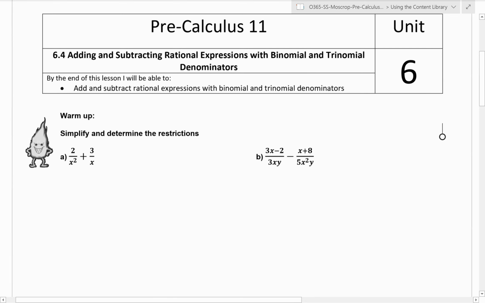Okay, welcome back to 6.4, the second part of adding and subtracting rational expressions. We are now going to add and subtract with either binomial or trinomial denominators. Last time we were adding and subtracting monomial denominators, and that's what these two warm-up questions are. So I'm going to let you do these two first before we start the binomial and trinomial denominators.